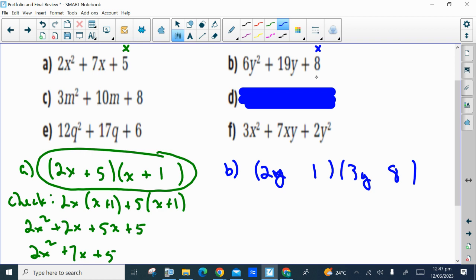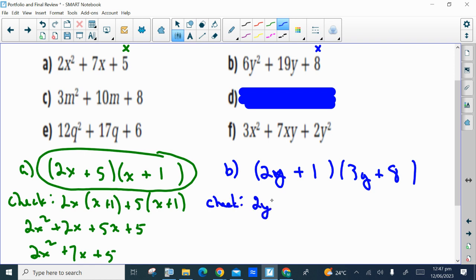Because they multiply to get a positive 8, both numbers have to be positive. The middle term is positive 19y, which confirms that those two terms would be positive. Now, the front terms, 2y times 3y is 6y squared. The last terms, 1 times 8 is 8. The outer products would be 16y. The inner products, 3y. 16y plus 3y does give you the 19y. So it checks. Those are the correct factors.